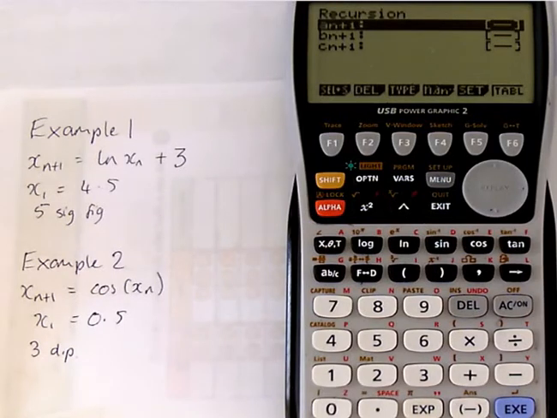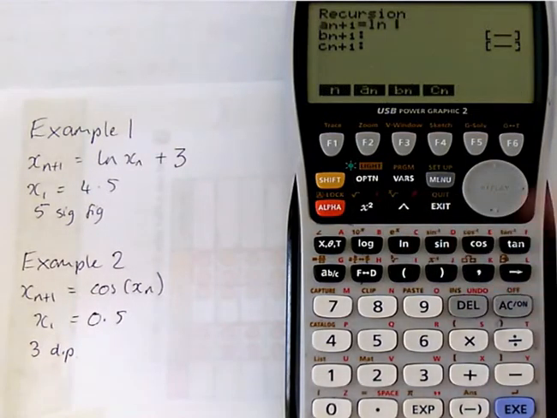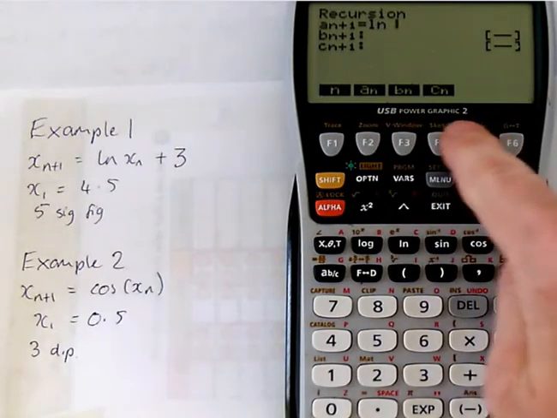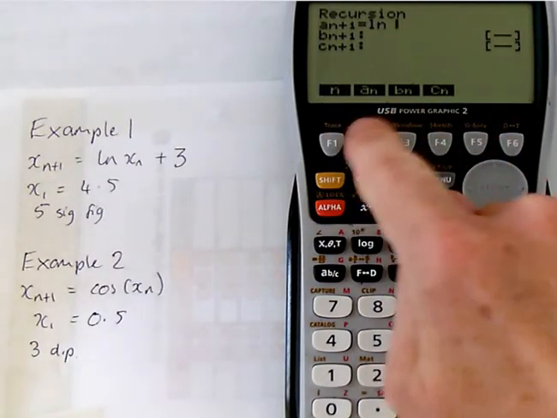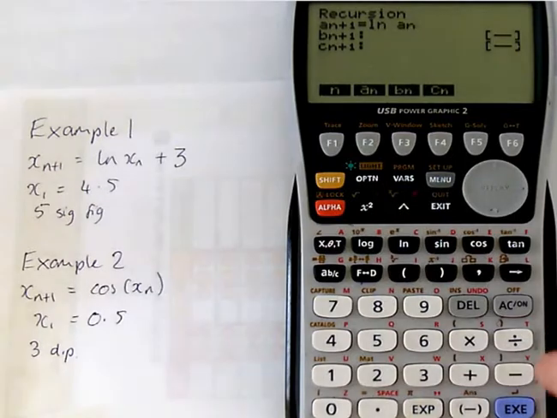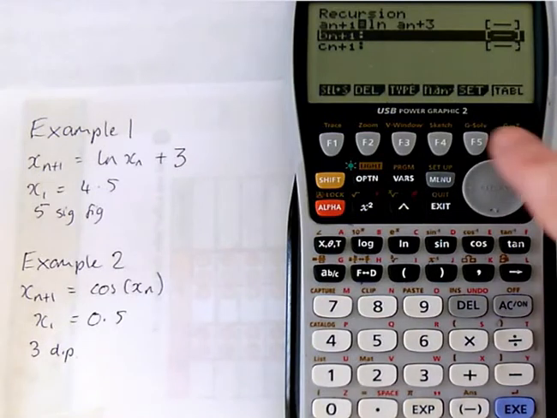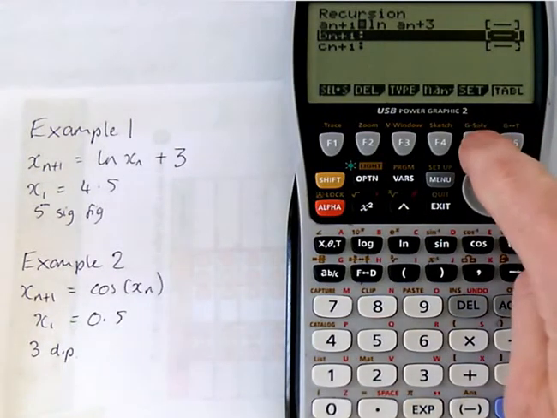Okay, so let's do example 1, which is xn plus 1 equals natural log of xn plus 3. So we haven't got x here, we've got a, but that's fine. So I'm going to type in natural log. Now I can see as soon as I start typing, at the bottom I've got all the bits I want. So I want natural log of an. Okay, and then I just type plus 3, execute. Okay, I'd like a table for this. I need to set my table to make sure I've got the right things in it.